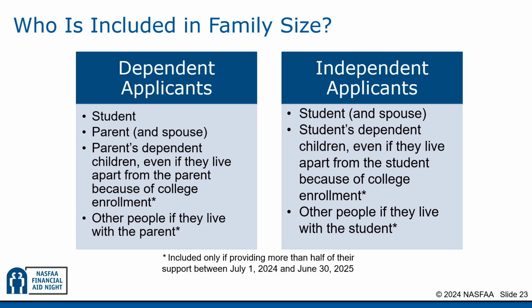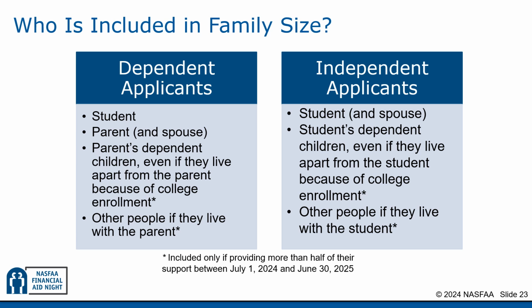When the FAFSA form asks for information about family size, I like to include this information just so folks know who is going to be considered in this family size number that the FAFSA form is asking for. So for dependent students, this will be the student, their parent, and potentially a spouse if applicable, the parents' dependent children, even if they are currently in school, off at college, and don't live at home. And then also other people if they live full-time with the parent. So whether this be other family members, grandparents, those folks are also going to be considered in the family size for dependent students.